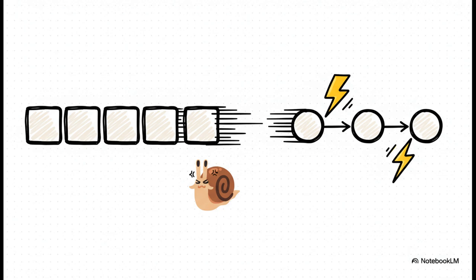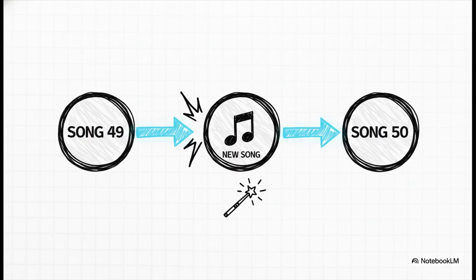In computer science, we call this an O(n) operation, which is just a fancy way of saying the time it takes gets bigger and bigger the more songs you have. More songs, more weight. This is where the magic of a linked list comes in.